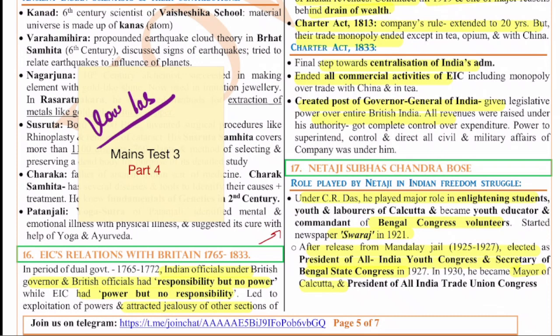Welcome to the discussion of the mains test series, and this is part 4 of the third Vision mains test. So now let's quickly begin and discuss from question number 16 to question number 20. Hope you have seen the third part where we have discussed from question number 11 to 15. Now we will start with part 4.